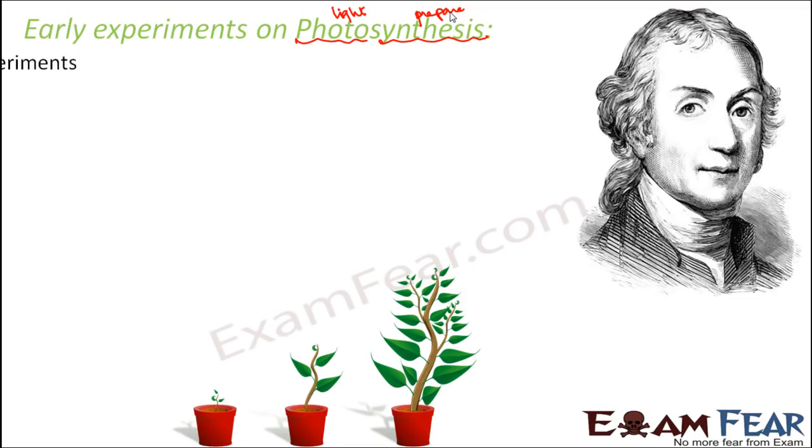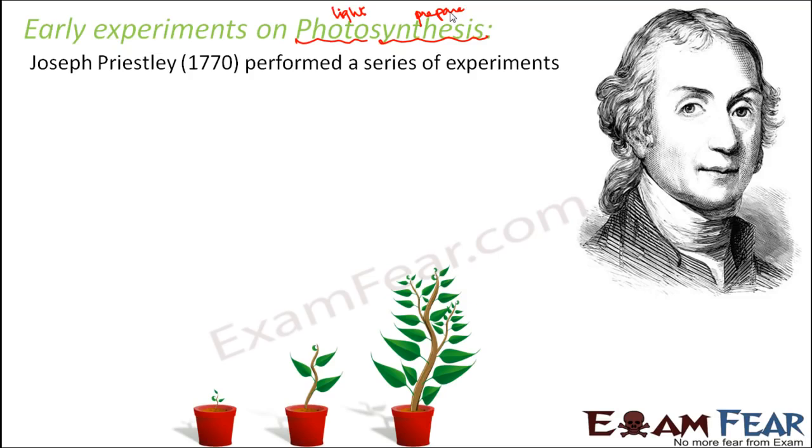Now we will talk about some of the experiments which were performed during those early days, and each of those experiments gave us a bit of information, and all those bits of information joined together led to the discovery of this process of photosynthesis. Joseph Priestley was one of the eminent scientists who performed quite a series of experiments, and his experiments started giving us some basic idea about this process. It did not describe the entire process of photosynthesis, but it started to give us some information at least.